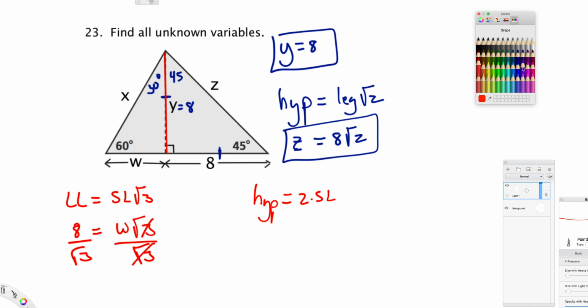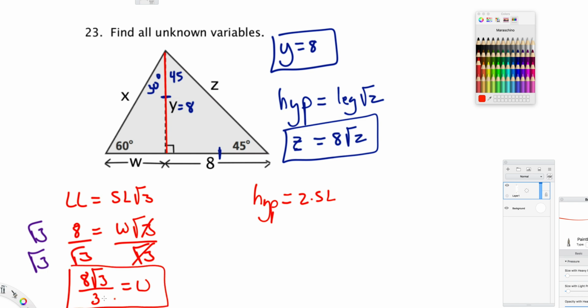Got to rationalize the denominator now. We're going to multiply top and bottom by root 3. So that's going to give us 8 root 3 over, now root 3 times root 3 is root 9, and the square root of 9 is 3. So that's w. We're done. Can't divide, can't simplify that. 3 doesn't go into 8.